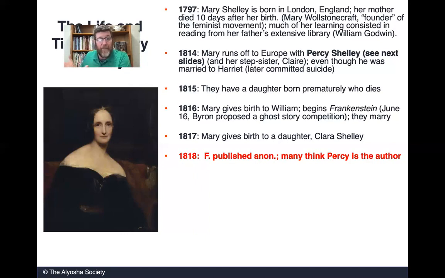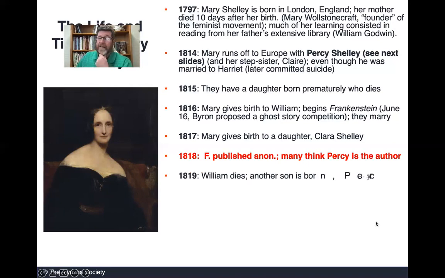Percy Shelley was a writer himself. You can buy his works, his poetry and so forth. It's very, very well recognized and widely read. So here we are, 1818. She's 21 years old. She's already lost a child. She has 2 other children. She publishes this amazing work that we call Frankenstein.